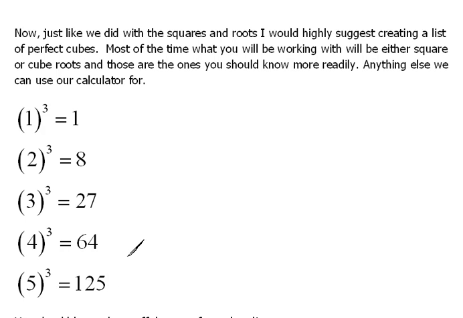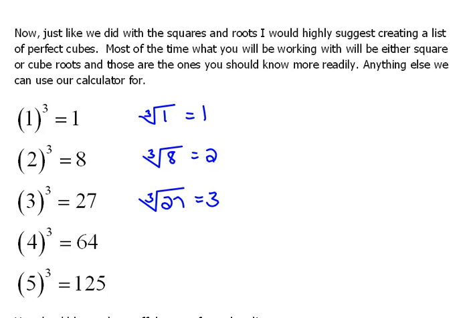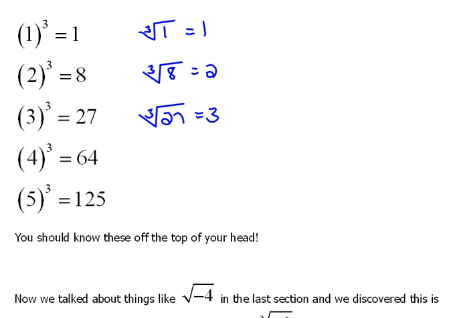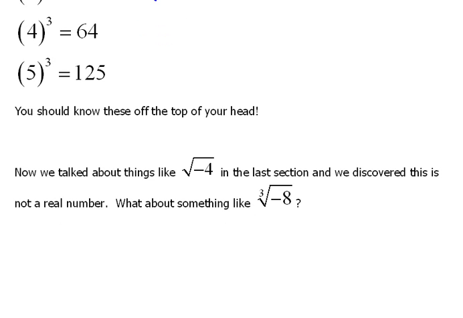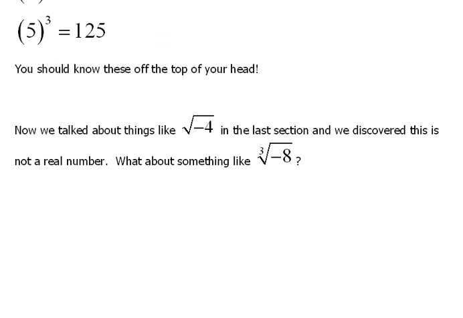And then realize also that we can go backwards. Same idea as squares and square roots are opposites of each other. Cubes and cube roots are opposites of each other. So to go backwards, we would do the cube root of 1 is 1. The cube root of 8 would be 2. The cube root of 27 would be 3. And so on and so forth. Okay? Now there's just another couple of things that we need to talk about here. This is really important.